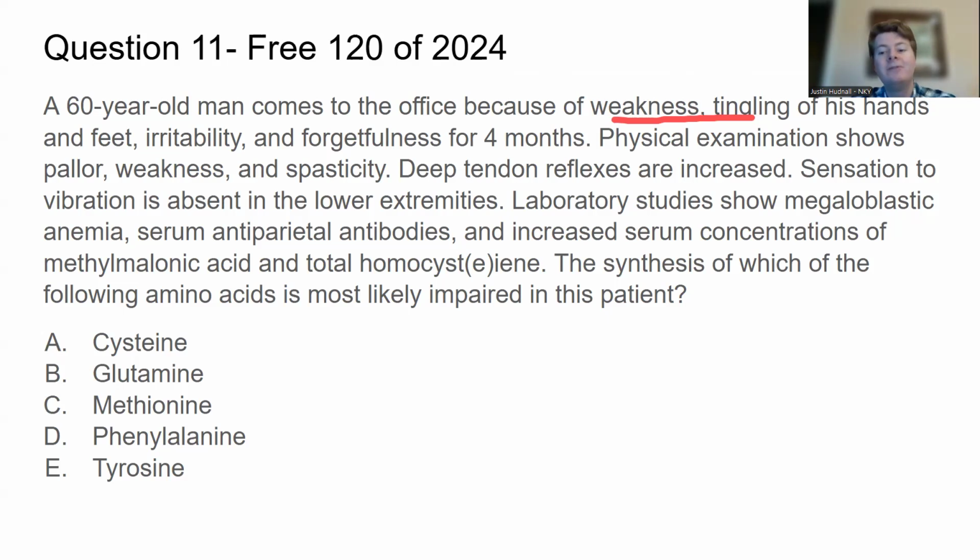So, like I said, lots of information. It seems like it's talking about neuro initially in the first sentence here with the weakness and tingling and irritability and forgetfulness. None of those are super specific to anything that I know about in neurology, but 4 months is important. I feel like with any diagnosis, you want to know how long it's been going on. Just gives you a time frame. And physical exam shows pallor, weakness, and spasticity.